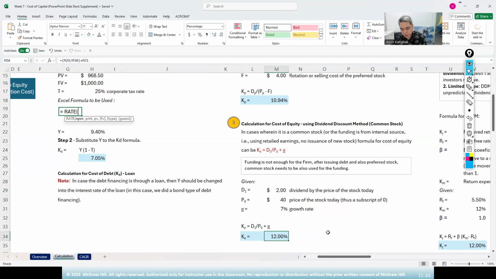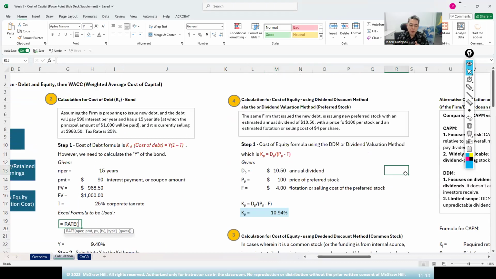So it's actually 12%. Now, remember we talked about if the company issues dividends, then I would use the dividend valuation model, the DDM, or the dividend discount model, which is the same. But if it does not declare dividends, then I can use CAPM.